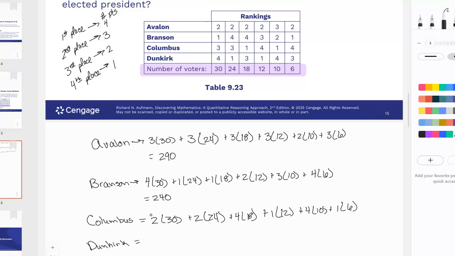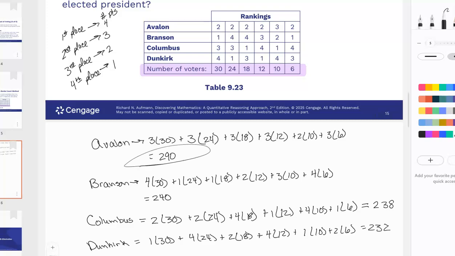And then for Dunkirk, fourth place is 1 point, and that's 30 people. First place is 4 points, and that's 24 people. Third place is 2 points, and that's 18 people. First place is worth 4 points, and that's 12 people. Fourth is 1 point at 10 people. And third is 2 points at 6 people. So if I add those up, I get sums of 238 and 232. Our winner is going to be Avalon.